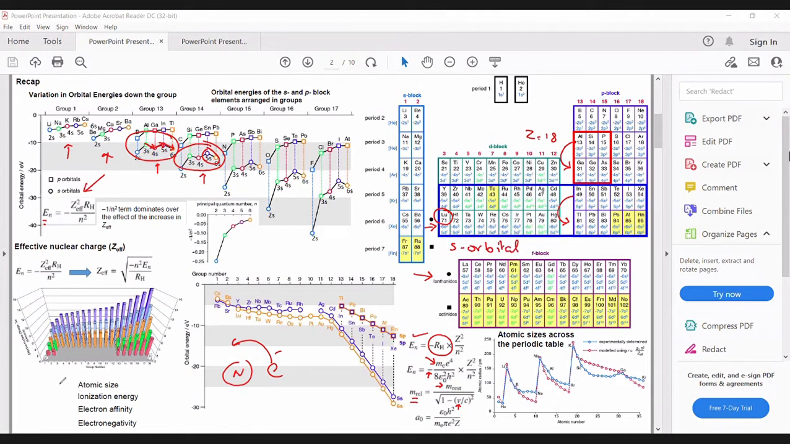Whatever we have seen till now, if you are good with the orbital energy trends, we had seen these trends in detail along the period. If you are good with that, the same trends are being translated towards atomic size, ionization energy, and other parameters, and we'll see that right now.